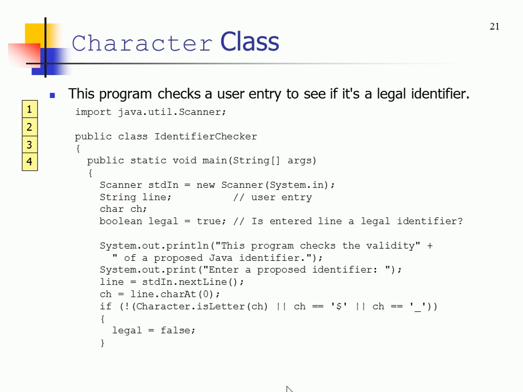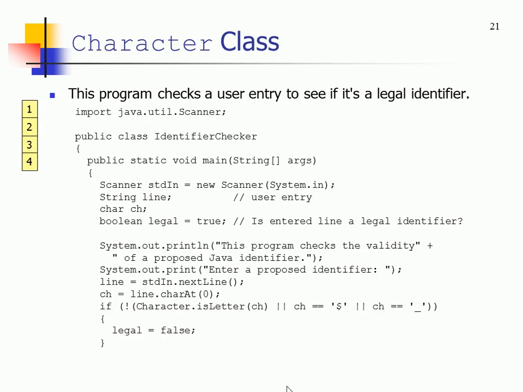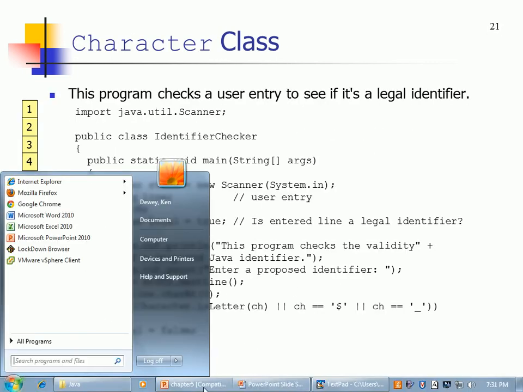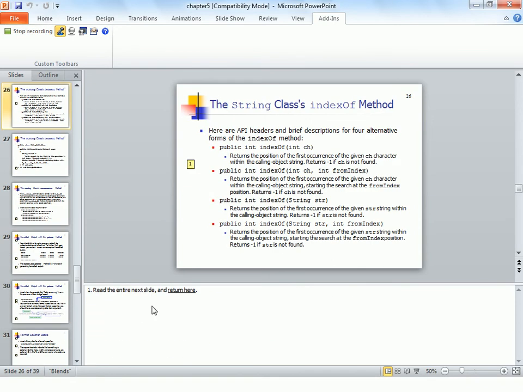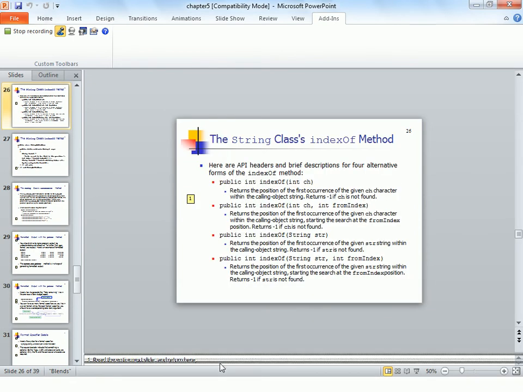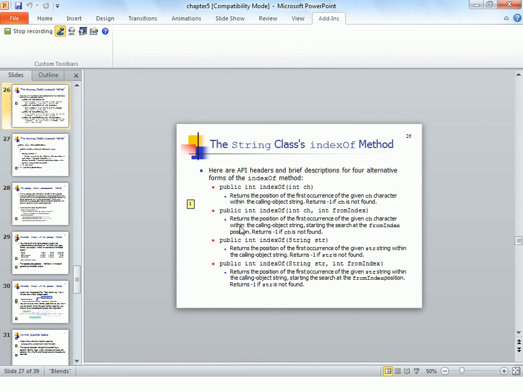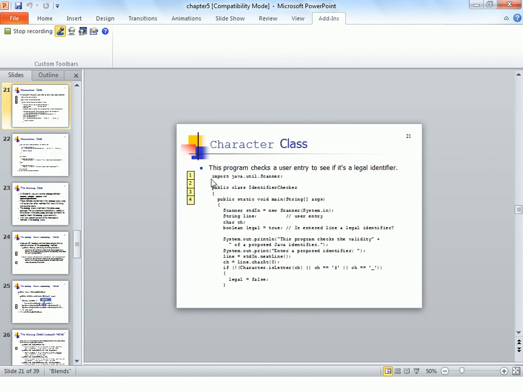Oh, did you already do it? Program checks the user's entry to see if it's a legal identifier. Well, this is a pretty... Let's walk through this one. Let me bring this one in here real quick. Can't see that. That's top secret down there. We are looking for this guy. Okay, all we need is the main method.